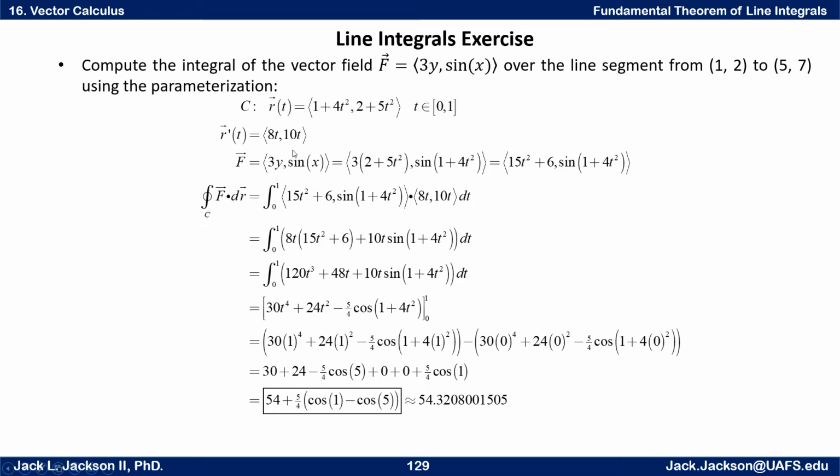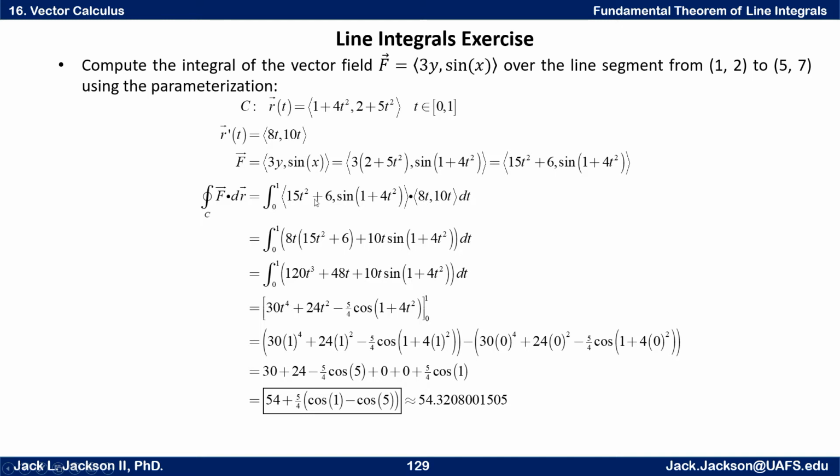All right, with this parameterization, it's still 3y comma sine x for our vector field, but it comes out a little bit differently in terms of t, because y is 2 plus 5t squared, x is 1 plus 4t squared this time. Distribute here, we get 15t squared plus 6, and sine of 1 plus 4t squared. Take the dot product of F and dr, and that is your line integral. So this is the dot product of F and r prime, and then integrate with respect to t. So once again, we're back to a Cal 1 type integral.